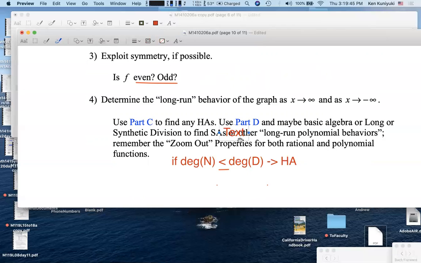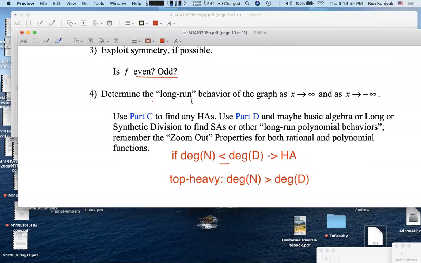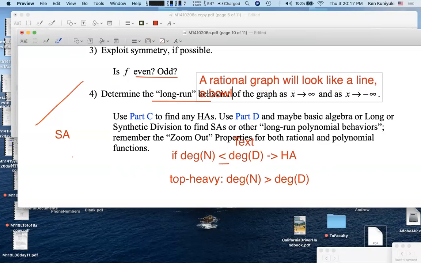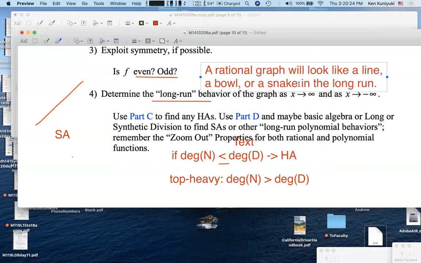But if you have the top-heavy case, where the degree of the numerator is greater than the degree of the denominator, then you do the long division, and in the long run, you get like a bull or a snake. Maybe a slanted line, in which case you have a slant asymptote. That's if you're top-heavy by 1 in degree. Okay, but in the long run, I've said this before, a rational graph will look like a line, a bull, or a snake in the long run, if you really zoom out, like a polynomial. A rational graph will look like a polynomial in the long run, if you zoom out.